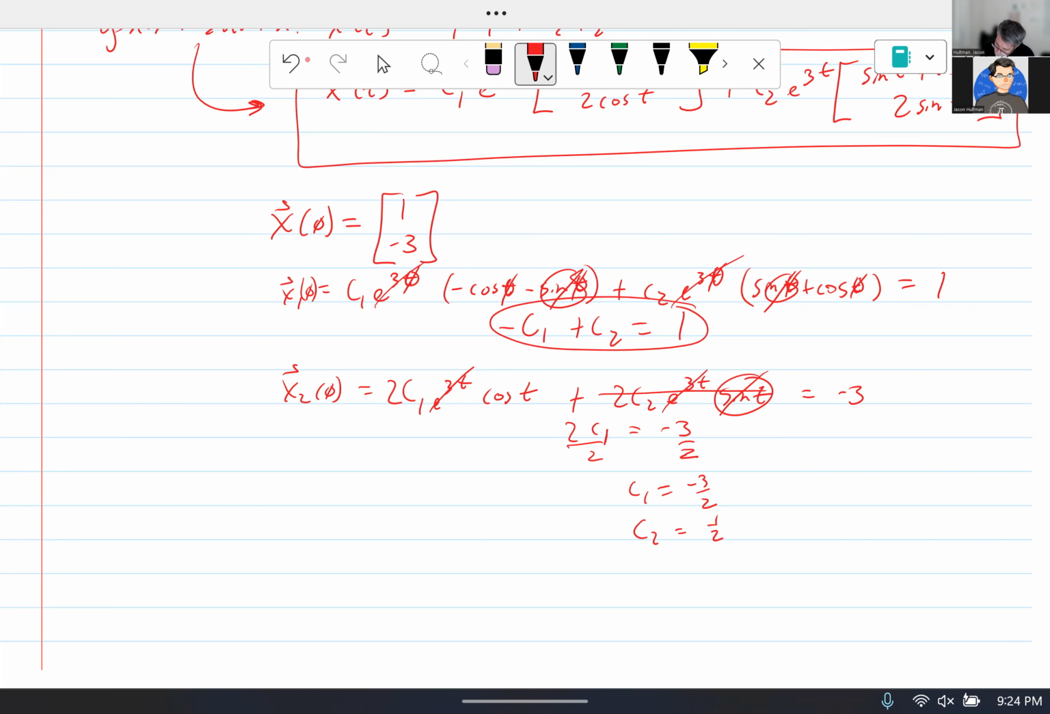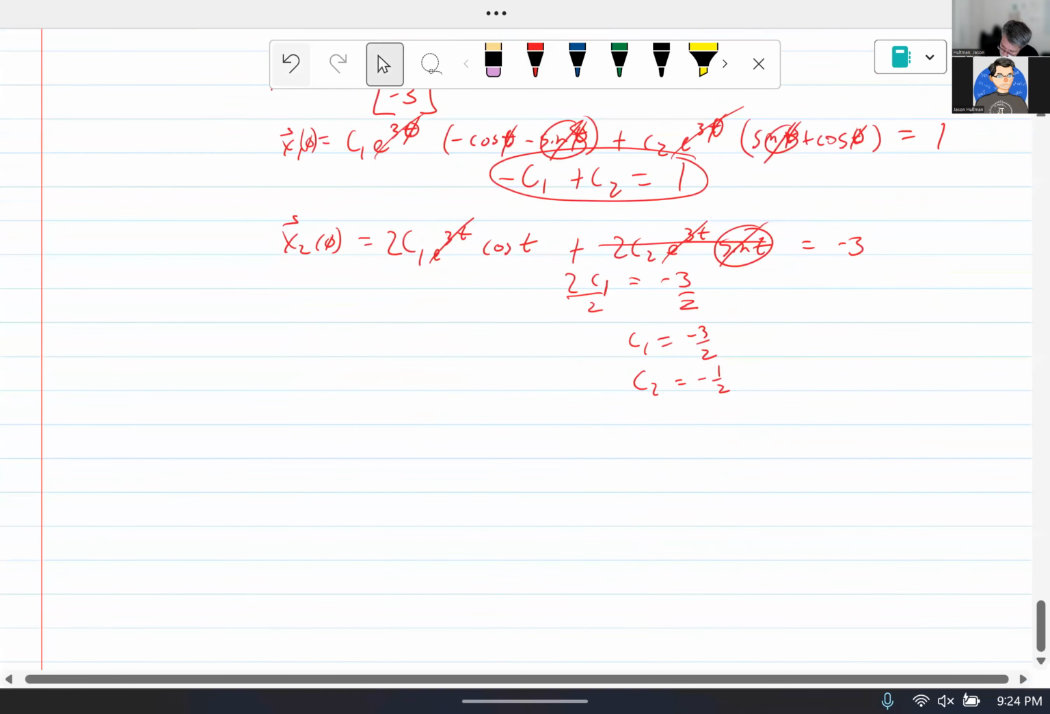Okay, so that tells me that c2, because of this guy up here, equals 1/2. Is that right? No, sorry. C1 is negative 3/2, so c2 should be negative 1/2, right? Yeah, because I would plug that in, and they have to add up to 1. Yes. Okay, so now my particular solution.